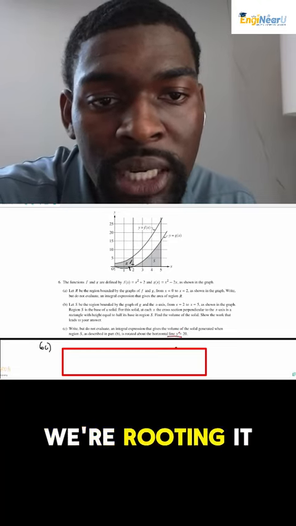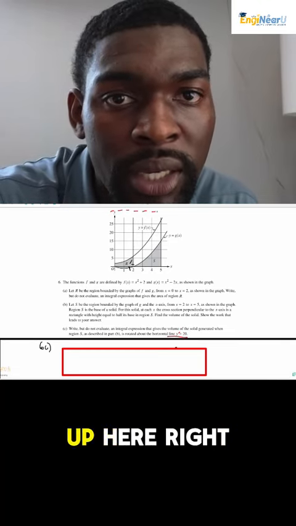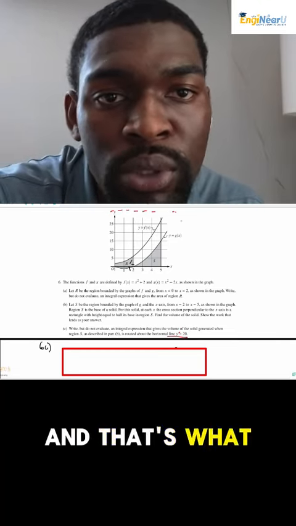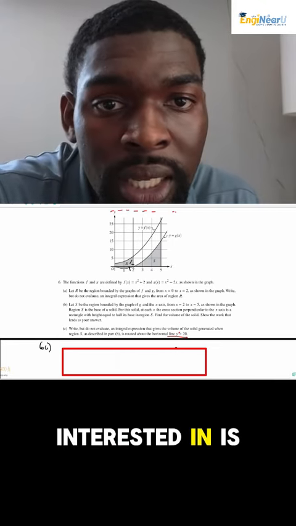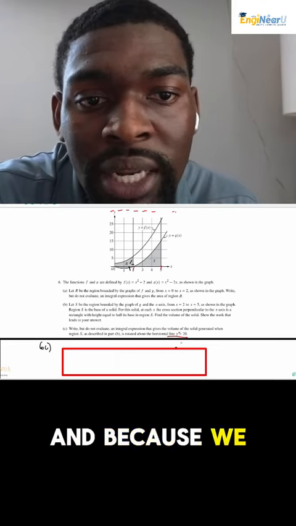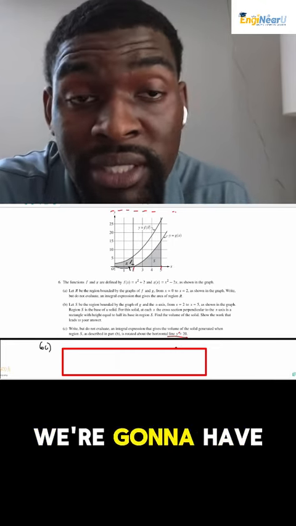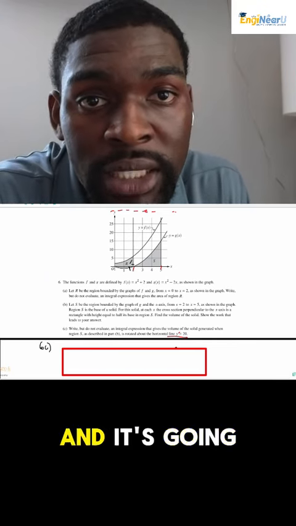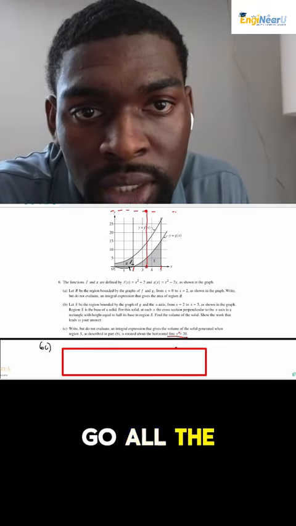So for this one here, we're rotating it about a horizontal line, and that horizontal line is way up here, right? It's way up there, and that's what we're rotating it about. And what we're interested in is from here to here. And because we know that this thing is going to be a horizontal line that's way up there, we're going to have a disk slash washer. This is actually going to be a washer, and it's going to start from here, and then it's going to go all the way to our outer.